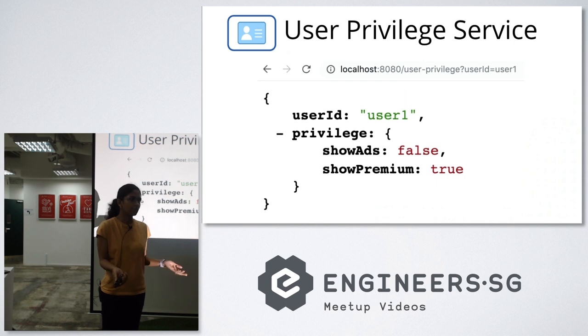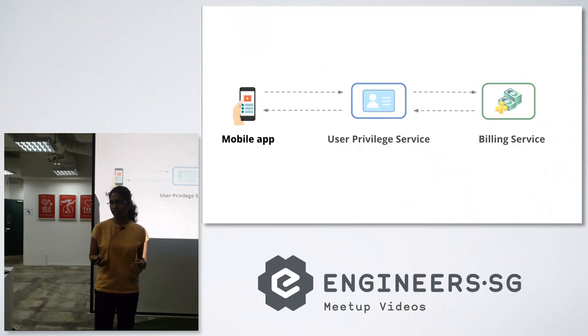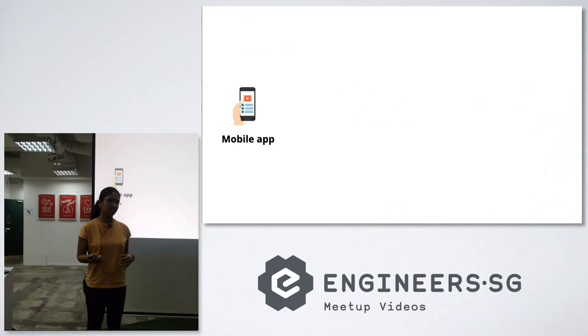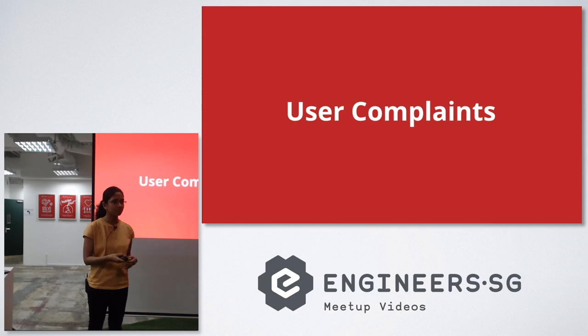But it's okay if you see ads as well. Right? So those kinds of combinations, all that logic was part of this service. And finally, we had our app, which just took the data from the user privilege service and based on that, either let the users watch the content or not. All right? Any questions up to this point?